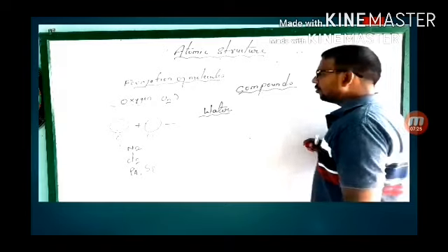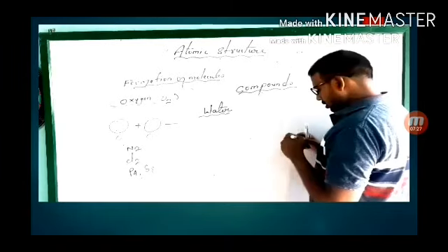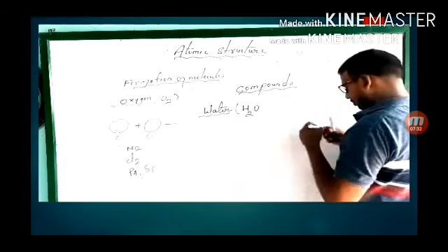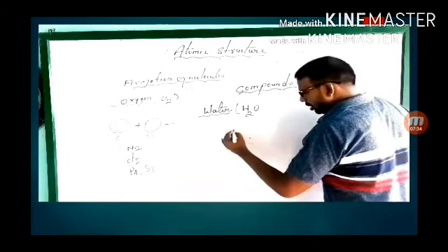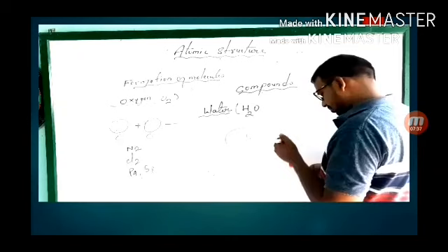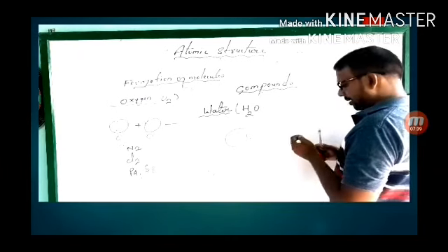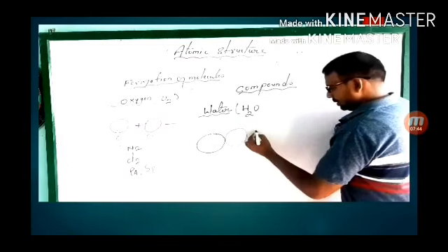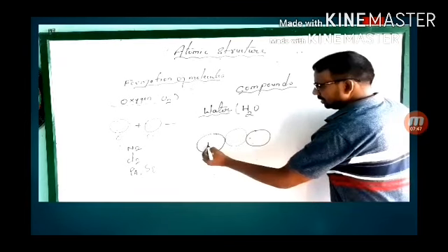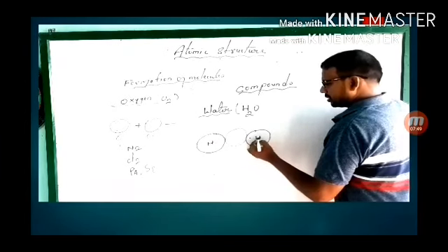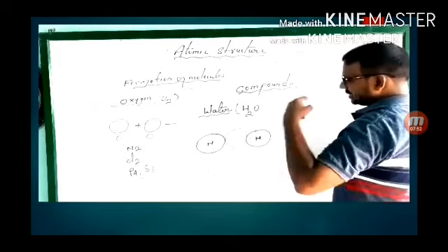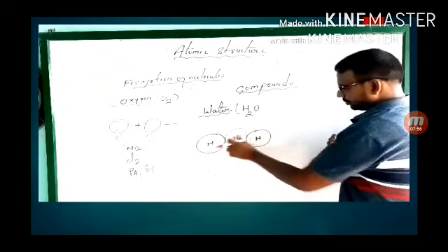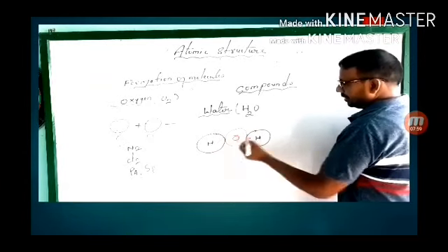What is water? Water is a compound, because the formula of water is H2O, which means one atom of oxygen combined with two atoms of hydrogen. The black circle represents H and the red circle represents O. Sorry, this is the O. You can see it very clearly from the example.